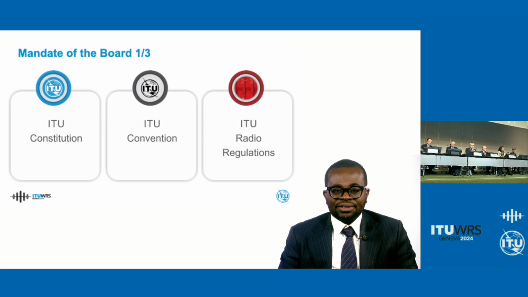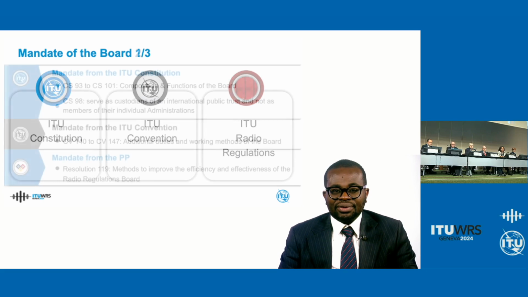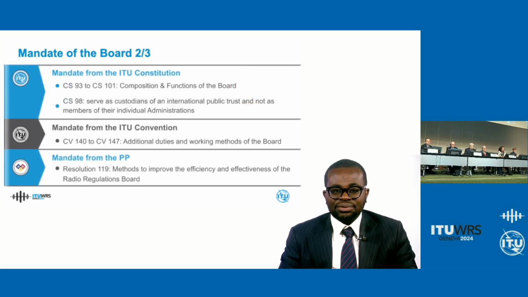The board's mandate is drawn from the ITU Constitution, the Convention, resolutions of the Plenipotentiary Conference, and the radio regulations. Number 82 of the ITU Constitution, that is under Article 13, establishes the Radio Regulations Board as a part of the radio communication sector of the ITU. Numbers 93 to 101 of the Constitution, under Article 14, outline the composition of the board, qualifications of its members, and the duties of the board.